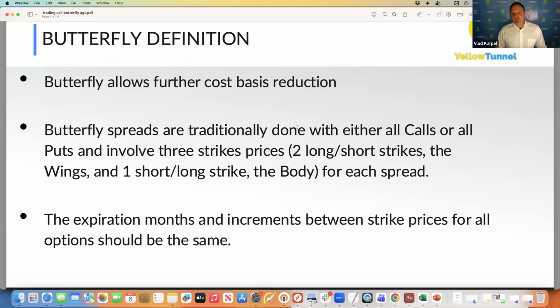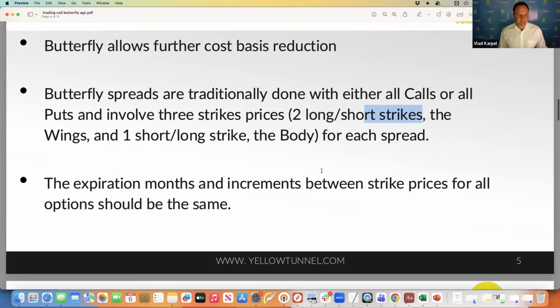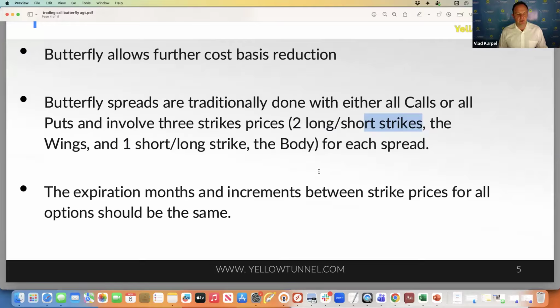So butterfly spreads are traditionally done with either calls or puts, right? You have basically 3 different strikes. You have 2 long and a short strike. One short strike is usually the middle, and then you have the wings, the long strikes. So you have 2 short strikes in the middle and 1 long strike outside on each side. You can be long butterfly or short butterfly, but we're going to talk about just a regular butterfly where you buy 1 long call, sell 2 calls, and buy 1 call out of the money, the long wing.